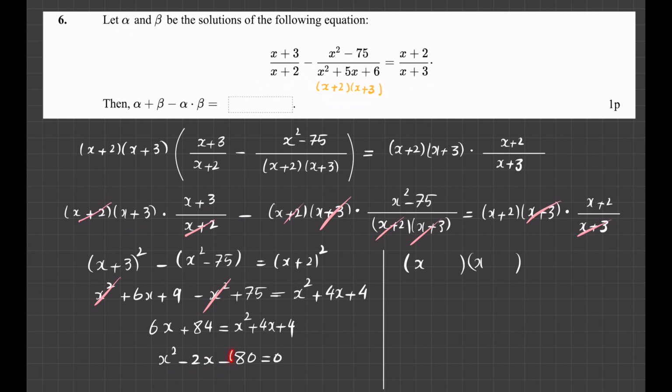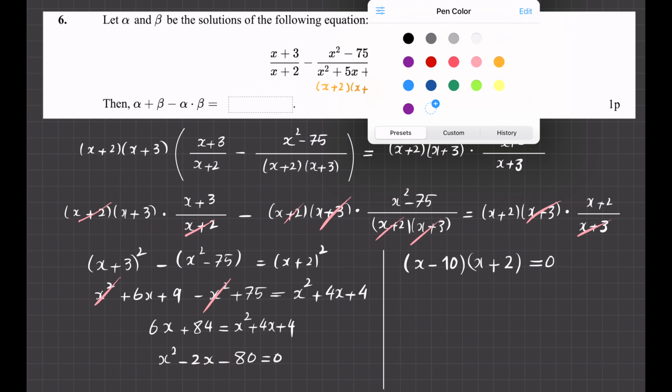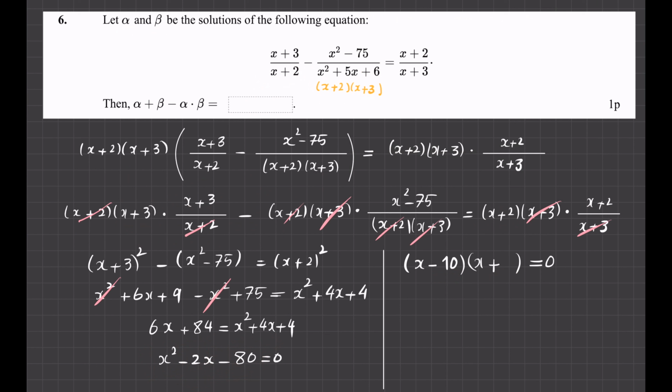So which famous numbers have the product 80? 10 and 8, yes? And they can be adjusted in a way that the sum becomes minus 2 as well. How? By putting negative sign for 10 and positive sign for 8. Am I right? Double check always, don't forget. So minus 10 plus 2 is minus, sorry, not 2. This is 8, sorry. So this is why I'm saying that it's always good to double check.